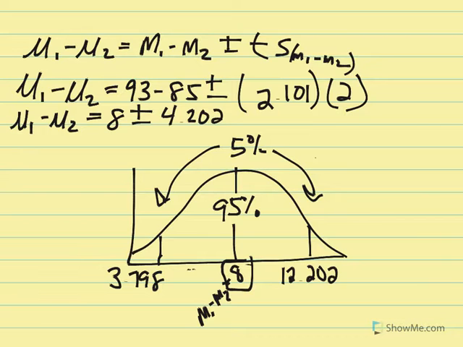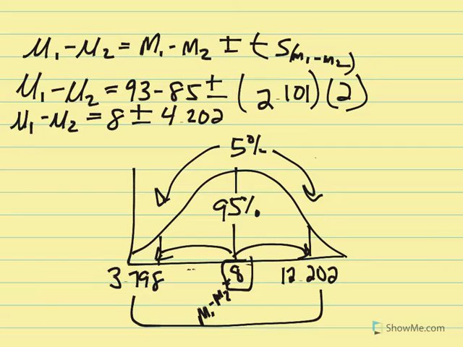And again, these values came from taking 8 and adding and subtracting the product of 4.202. Now this is the range of the true population mean difference that we would anticipate, given the sample data. It was a good starting point. Our samples are representative of our populations, but we know they're not perfect.